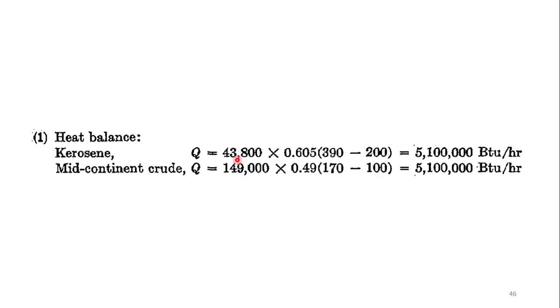These are the mass flow rates which are given, and the four temperatures are also given. The specific heat can be taken from the appendix. And how can we take the specific heat for different fluids? I have already explained it in one of the previous examples of the design of the double pipe heat exchanger.